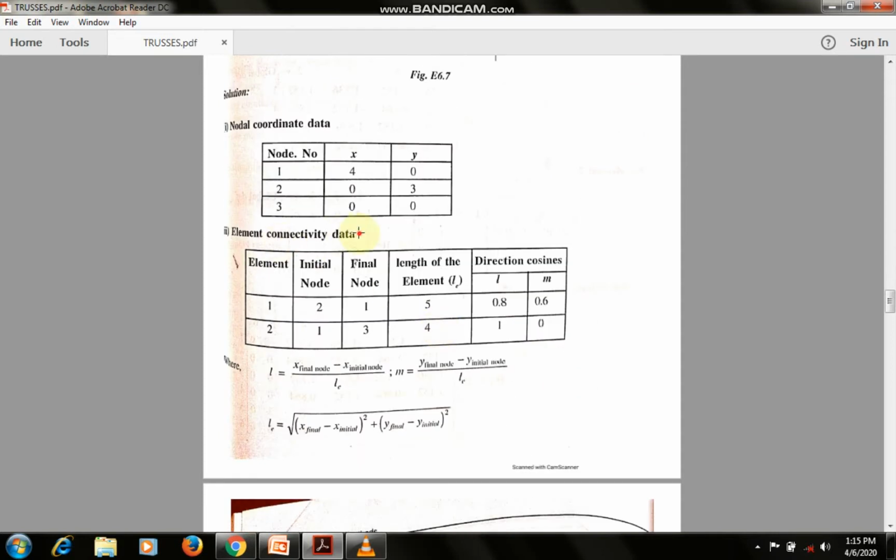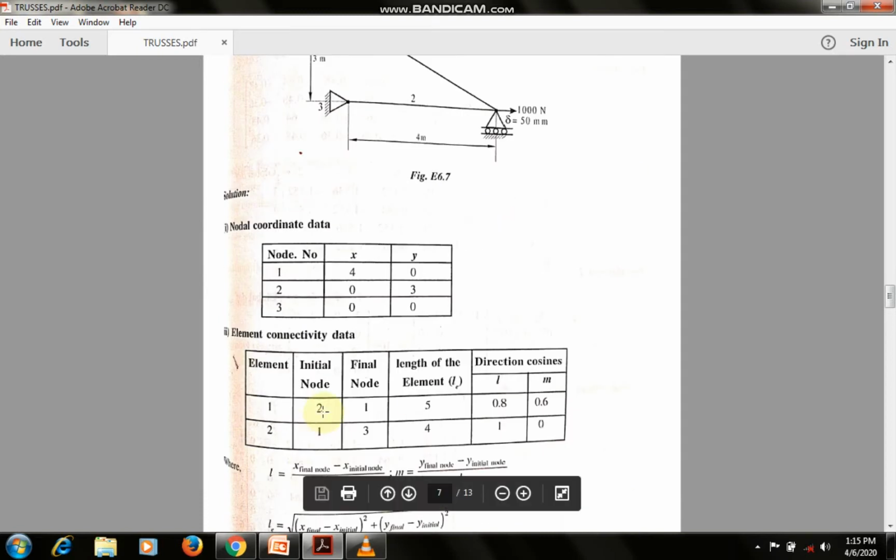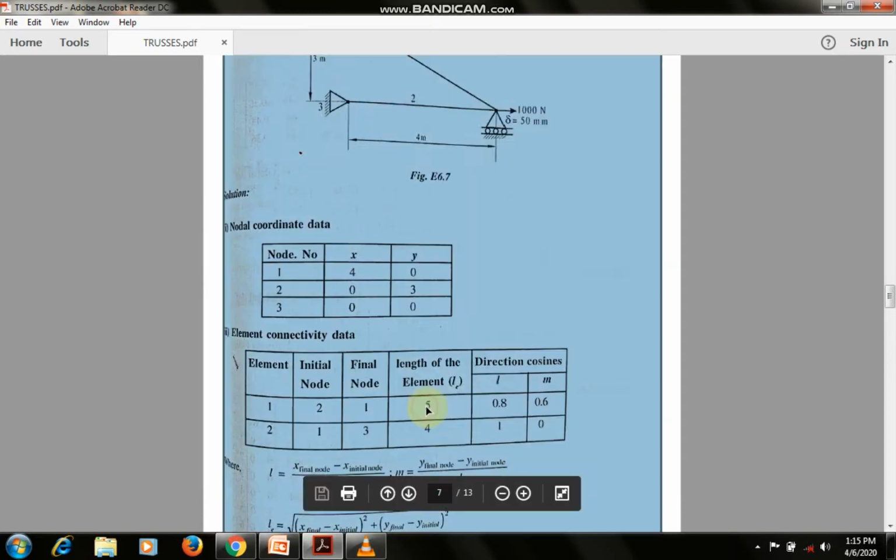Now element connectivity data is my second step. I will be having these columns here. The columns are element number, initial node of that particular element, final node, length of those elements, direction cosines L and M. Now for my first element, the initial node is 2 and the final node is 1. I will be writing this initial node 2, final node 1.